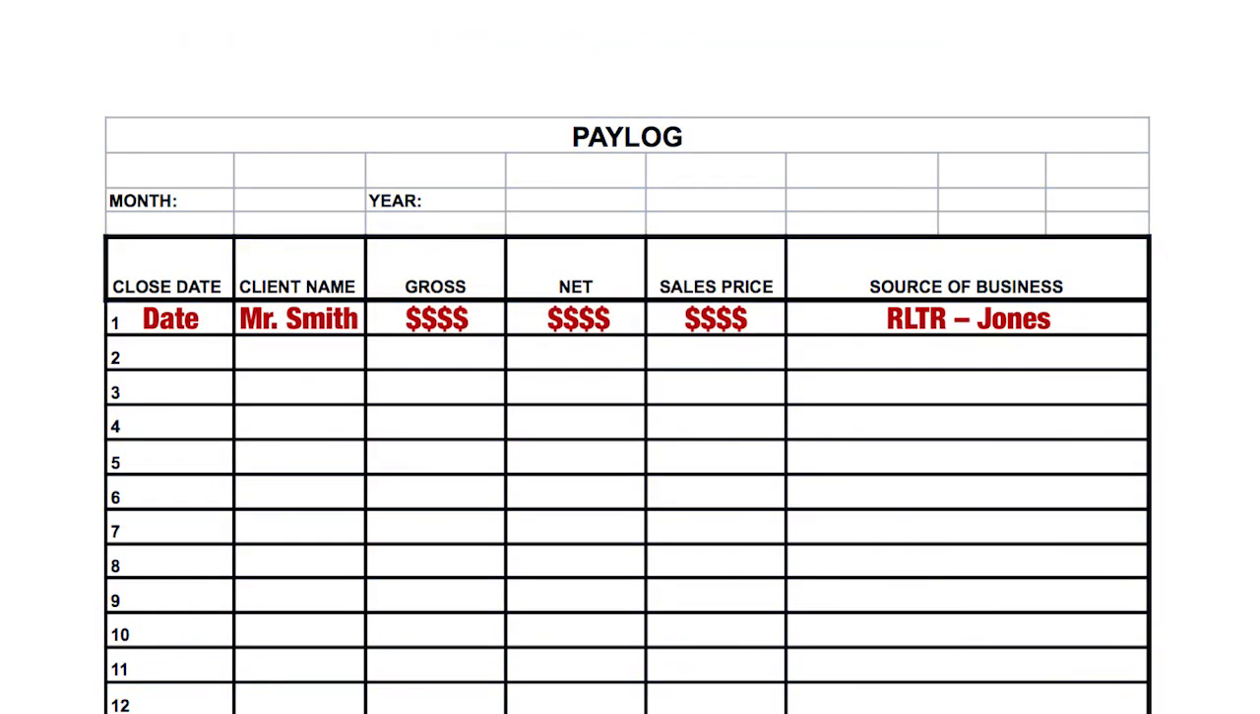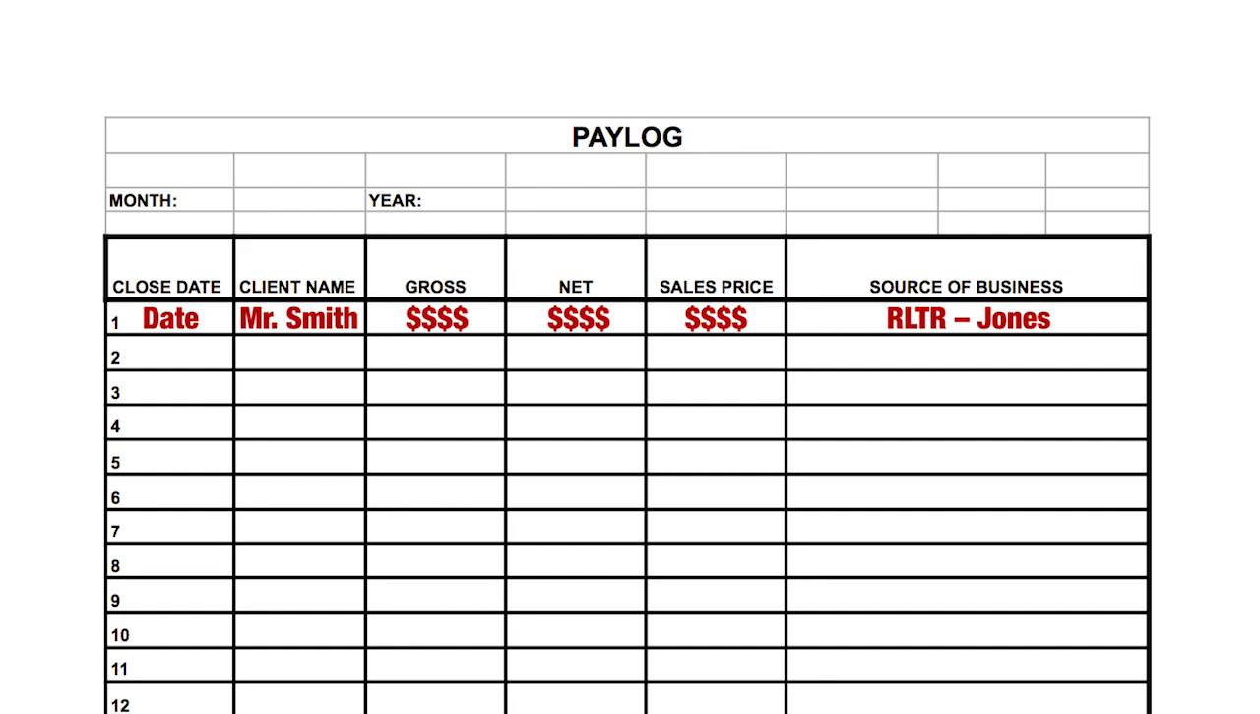The realtor Paylog is slightly different. Same thing though, you start at the beginning of the month, you put down everything that's supposed to close for the month. You put the name of the client, then you're gonna put the gross commission for that closing. You're gonna put the net commission, and you're gonna put the sales price. So those columns are a little bit different for each of you. So gross, net, sales price, and then you're also gonna put the source of business.